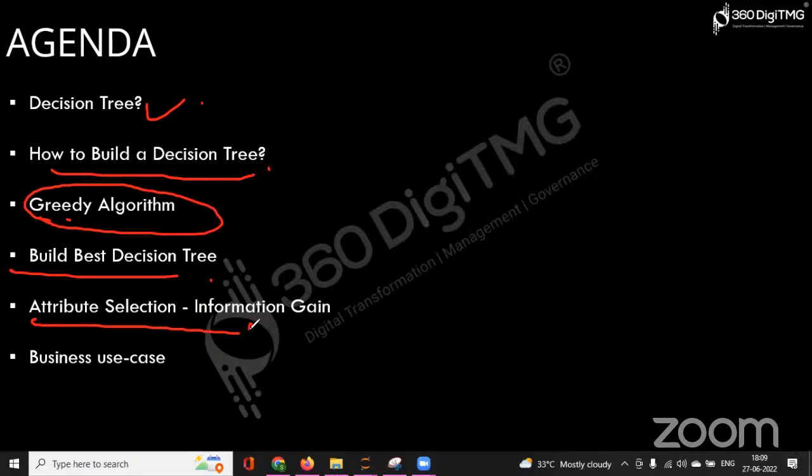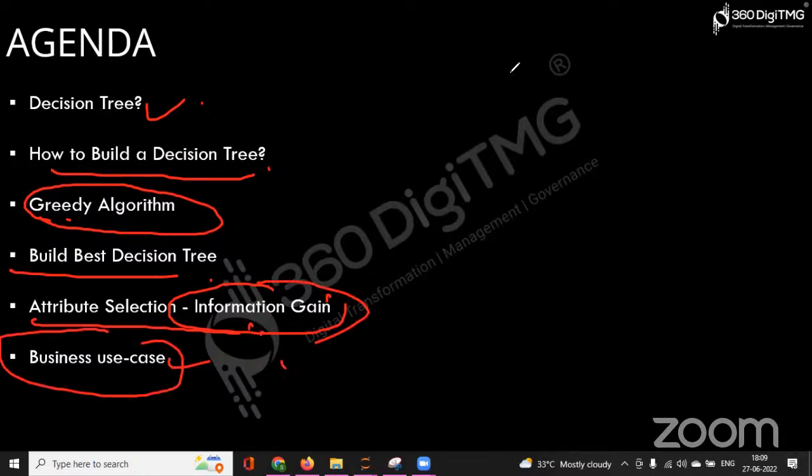And what is the information gain again? When it comes to a decision tree, it will help us to select the root node, the best root node, where exactly we have to start splitting our data in the decision tree. That we'll discuss, and we will also discuss one business use case.